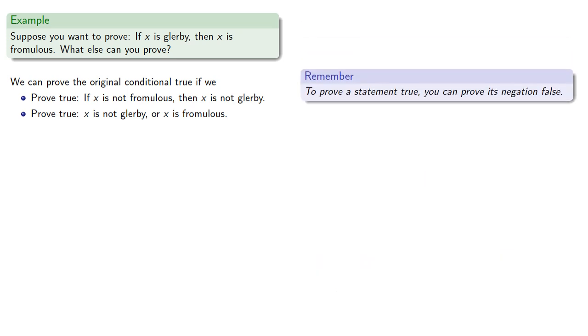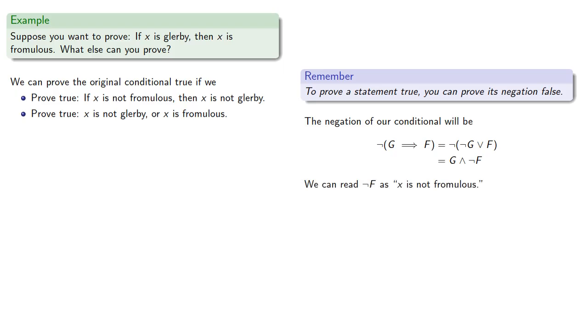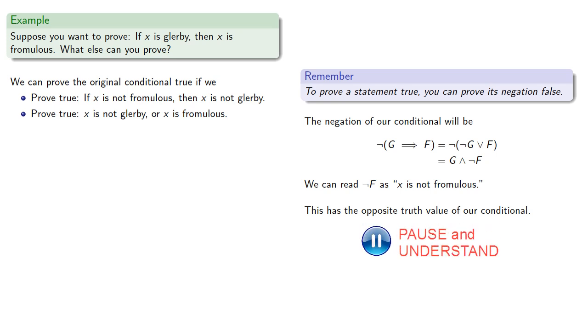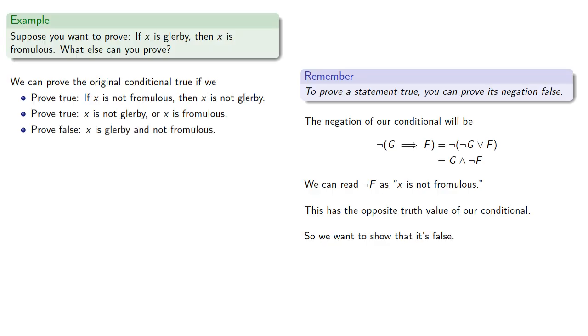And remember, to prove a statement true, you can prove its negation false. So the negation of our conditional, well, that's the negation of this disjunction, and De Morgan's rules tell us that the negation of a disjunction is the conjunction of the negations. And so we have G and not F, and we can read not F as X is not fromulous, and this statement has the opposite truth value of our conditional. So if we want to prove our conditional true, we want to show that this statement is false. And so we can prove false the statement that X is glurby and not fromulous.